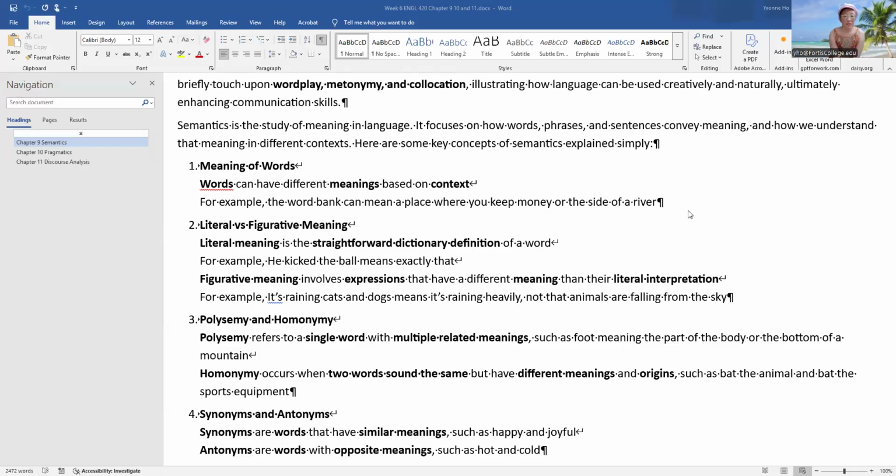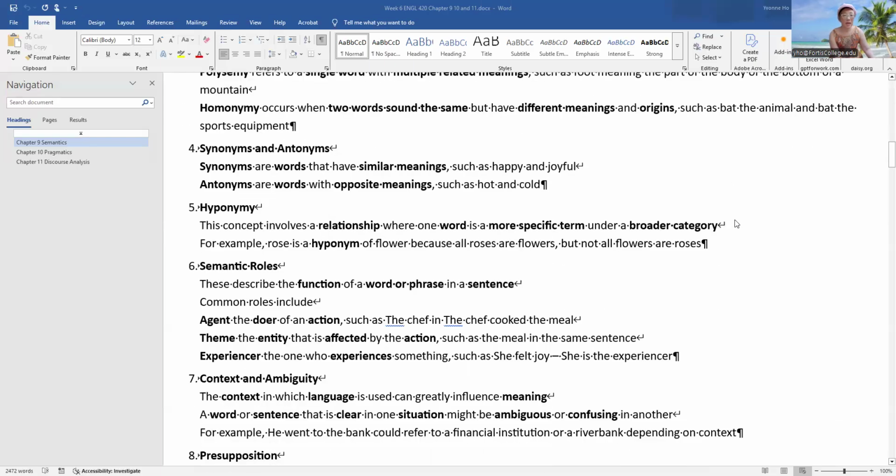Polysemy refers to a single word with multiple related meanings, such as foot, meaning the part of the body or the bottom of a mountain. Homonymy, or better known as homonyms, occurs when two words sound the same but have different meanings and origins, such as bat, the animal, and bat, the sports equipment. Synonyms and antonyms. Synonyms are words that have similar meaning, such as happy and joyful. Antonyms are words with opposite meanings, such as hot and cold.